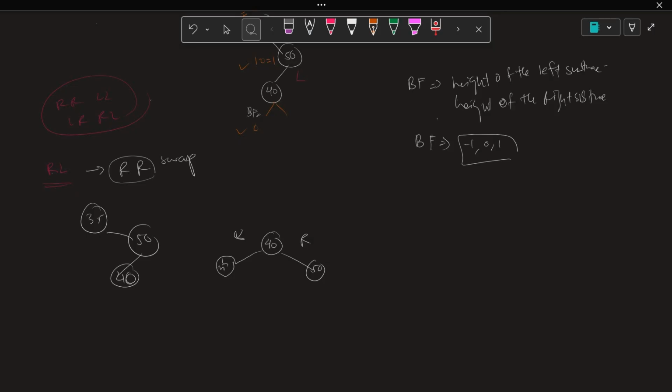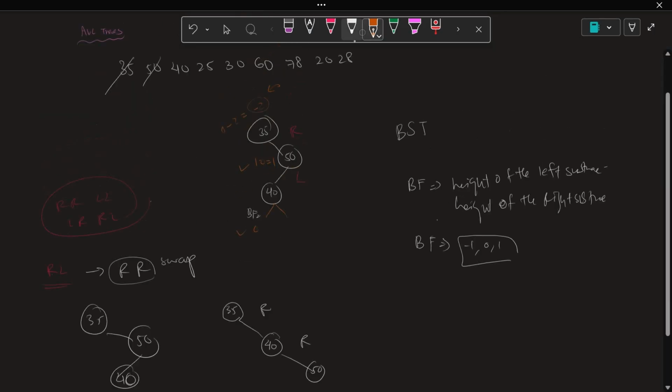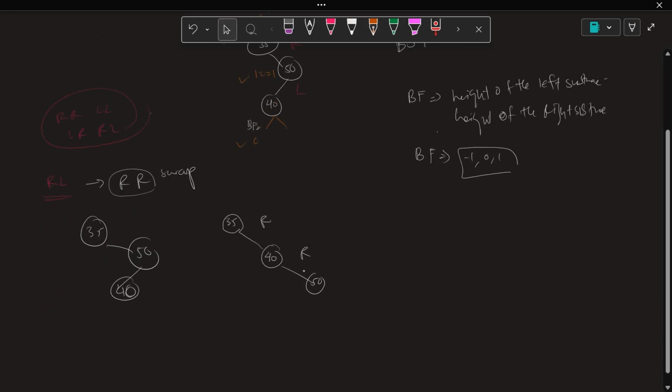In the case of RR, this is how you rotate it anti-clockwise. But if for example we had the case of LL, then you would rotate it clockwise. Another way to look at it, if you're confused about the rotation: it was RR, and we did a simple anti-clockwise rotation.